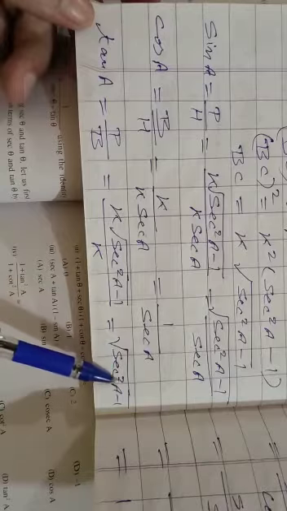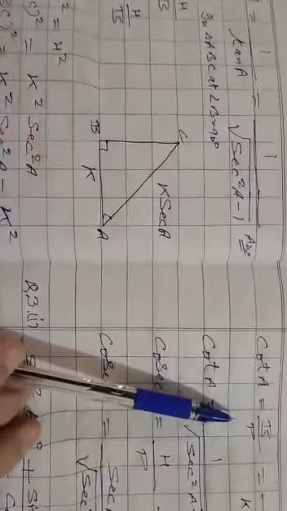Now tan A is perpendicular upon base, perpendicular BC upon AB. The value of BC is k root sec square A minus 1, and the base is k. So k cancels out, and we get tan A equal to root of sec square A minus 1. Now cot A is equal to base upon perpendicular. The base is k and the perpendicular is k root sec square A minus 1, so we write k upon k root sec square A minus 1. K cancels out, and we get cot A equal to 1 upon root sec square A minus 1.